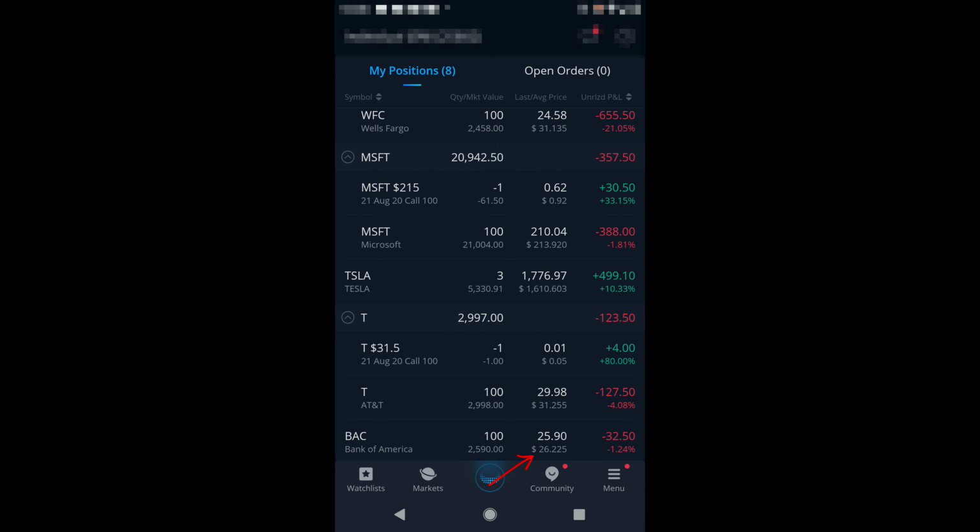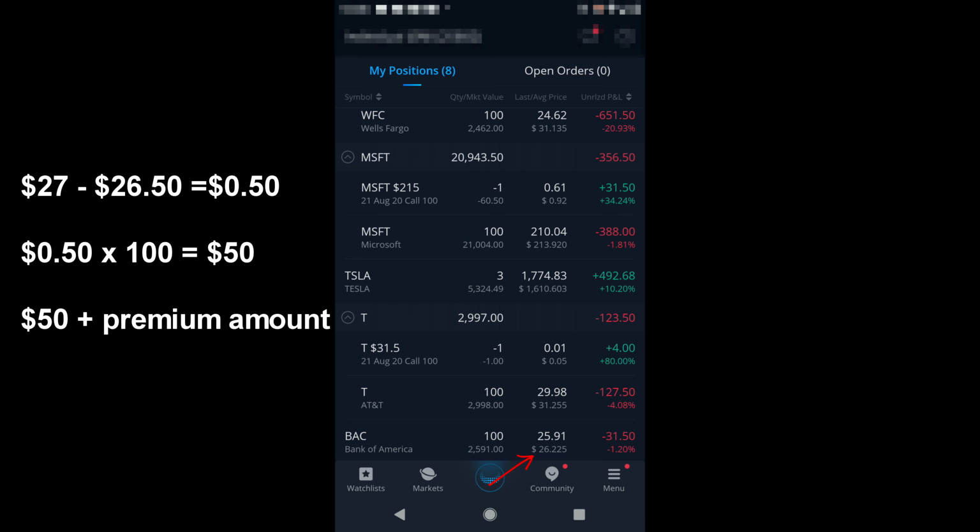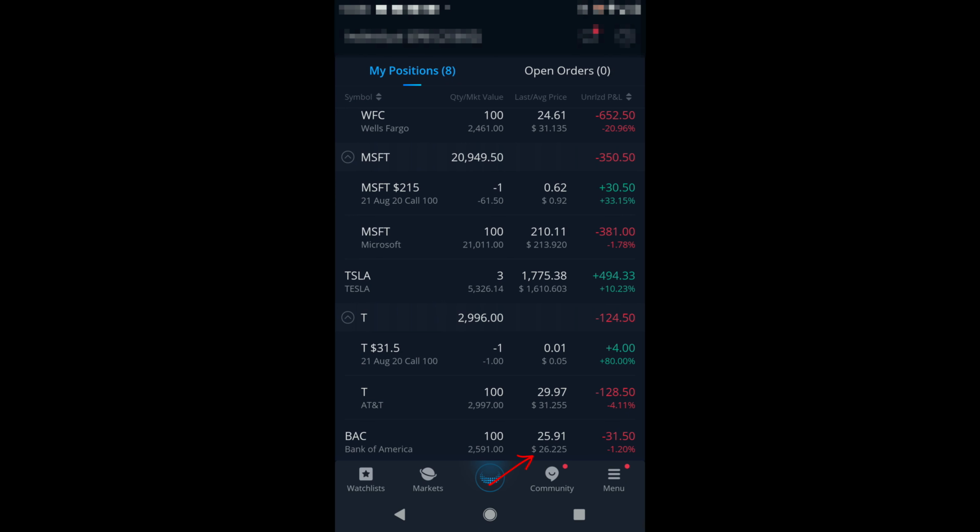So in our case, we could really sell it at $26 and still break even if we included all the premium we've collected from Bank of America. But we're going to try to do a $26.50. So at that point, you would break even and then collect the premium, or you could sell it at $27 and collect the premium plus the difference of $27 minus $26.50, so you get an extra $50. So that's how you can kind of play it.